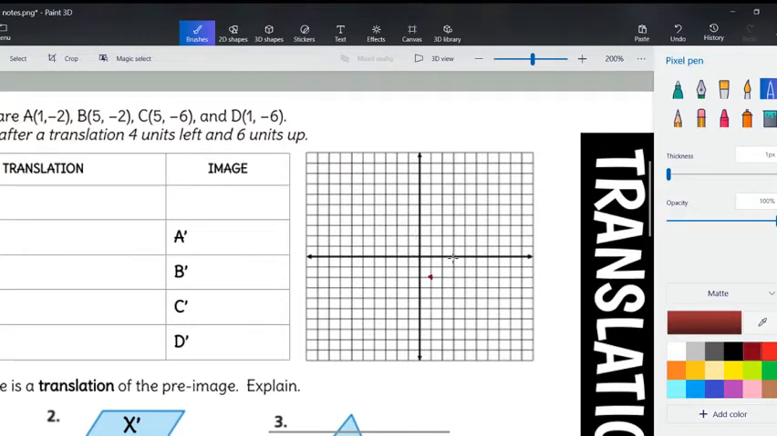So you go over 1, 2, 3, 4, 5. Go down 2, just right here. C is (5, -6). So we're going to go over 5 again. Go down 1, 2, 3, 4, 5, 6. And D is (1, -6). So after you graph those, you should have a square. And if you have a ruler, it would be a good idea to use a ruler on this, just because you can get your lines a little straighter.